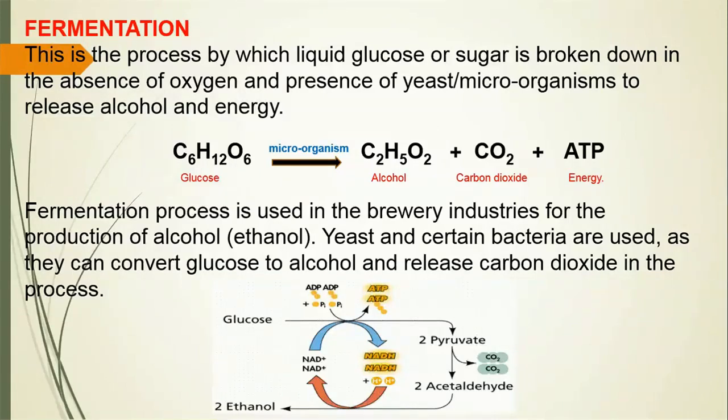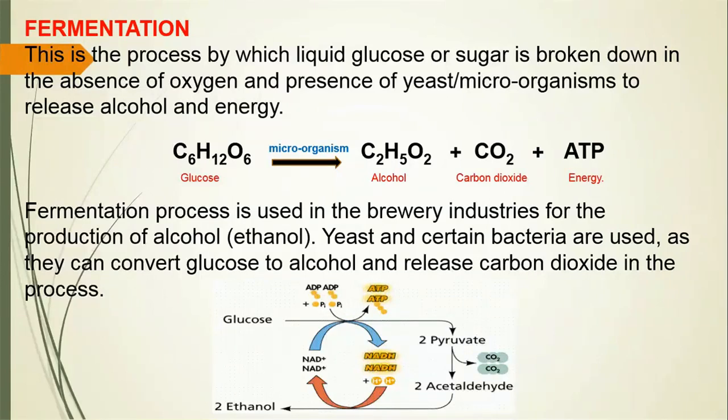Now look at the equation here. We have glucose. There's no oxygen, so oxygen is not required for the process of fermentation, but the glucose will be exposed to certain microorganisms, and after a while what will be formed will be alcohol, carbon dioxide and ATP. Don't forget that ATP stands for adenosine triphosphate, and that is the form in which energy exists in the body of organisms. The fermentation process is used in the brewery industries for the production of alcohol or ethanol.